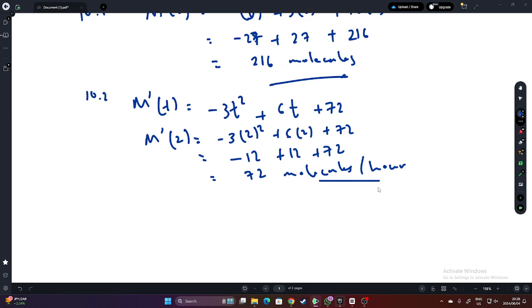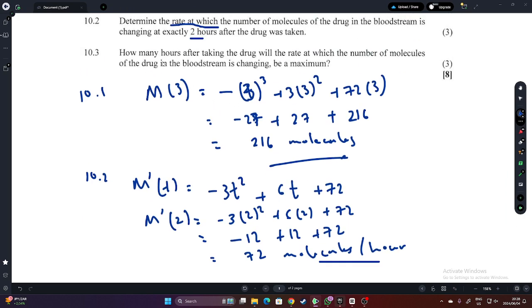Right? So that's 10.2. From here we go on to 10.3. And it says, how many hours after taking the drug will the rate at which the number of molecules of the drug in the bloodstream is changing be a maximum? And there's our next keyword, maximum. So this means derivative equal to 0.